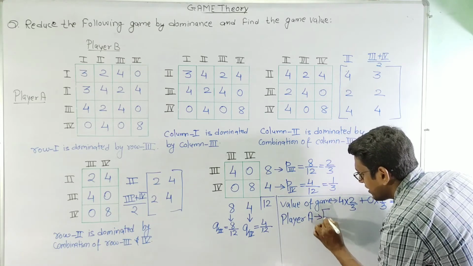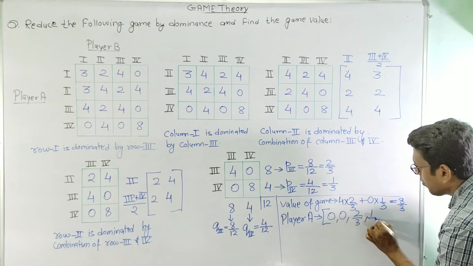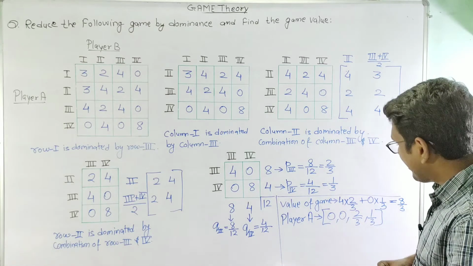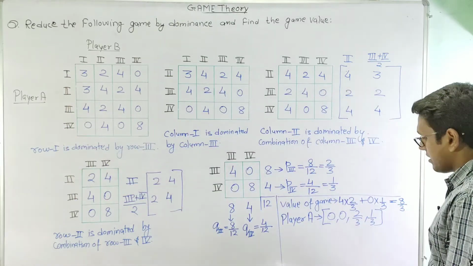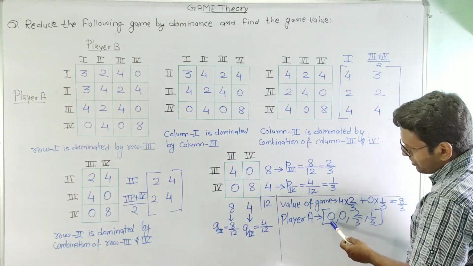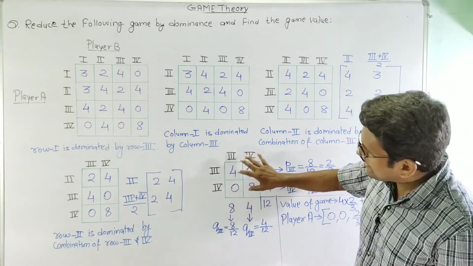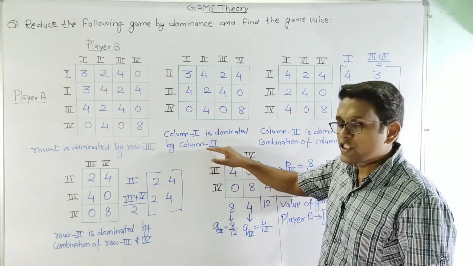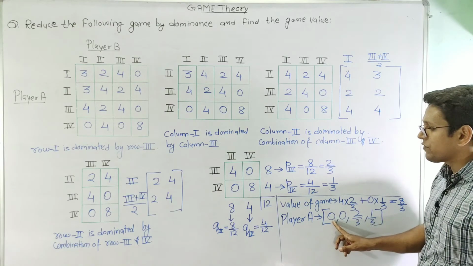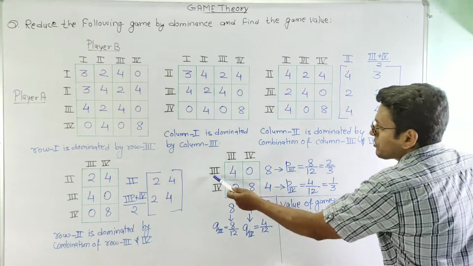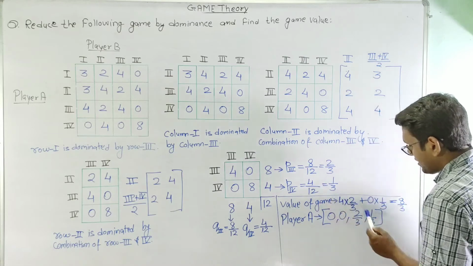this is optimal strategy for player A, and it is given by 0, 0, 2 by 3 and 1 by 3. Because in the original matrix we have seen that player A has 4 strategies, and player A will play strategy 1 0% of time, strategy 2 0% of time. This is because in this particular matrix we can see that strategy 1 and 2 are eliminated. So that's why player A will play strategy 1 and 2 0% of time, and strategy 3 2 by 3 times, strategy 4 1 by 3 times.